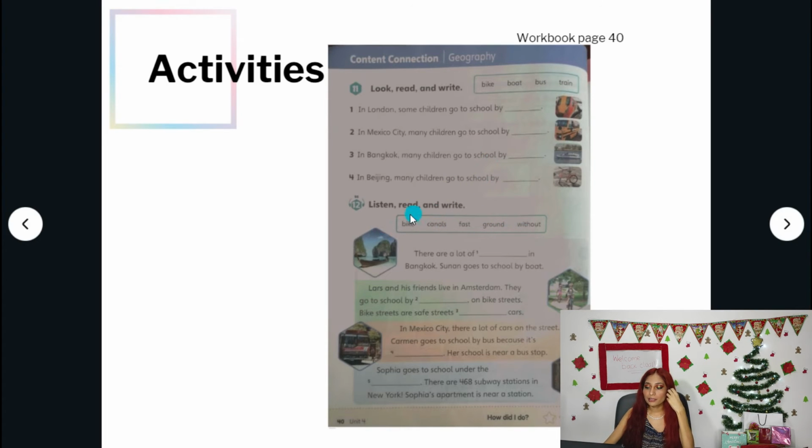So activity 12 says listen, read, and write. You have the words in the box: bike, canals, fast, ground, without. So you can look at this on the internet. If you want to know the meaning of these words, you can find it on the internet. Use a dictionary, ask your parents to help you, and so let's check it.